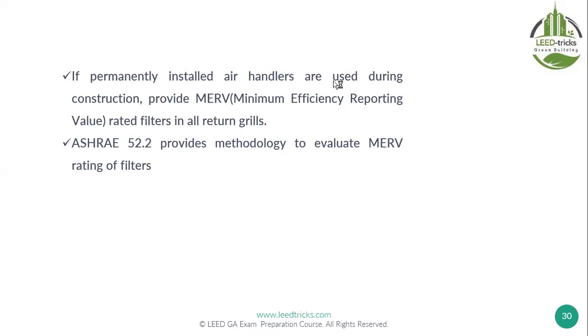Of course, the filter is based on ASHRAE 52, and just for info, these filters will be MERV 8 during construction, replaced with MERV 13 during operation. This comes as an exam question.